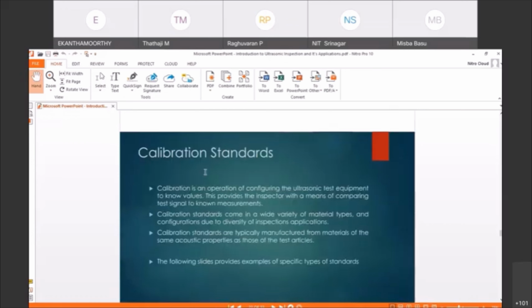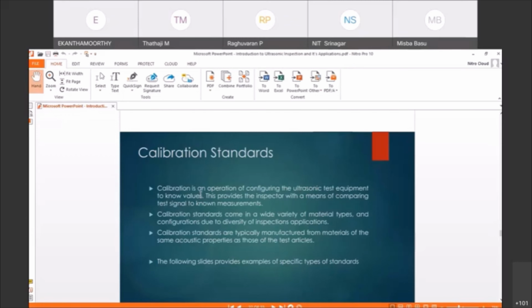Let's say we see the calibration standard. But why do we need a calibration? Why can't we do without any calibration? Many manufacturers manufacture ultrasonic equipment, but we should know whether it is functionally working properly or not. In order to standardize an instrument, we should do the calibration. So calibration is an operation of configuring the ultrasonic test equipment to known values.